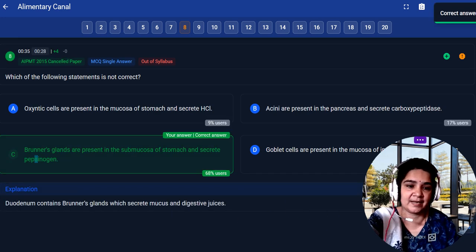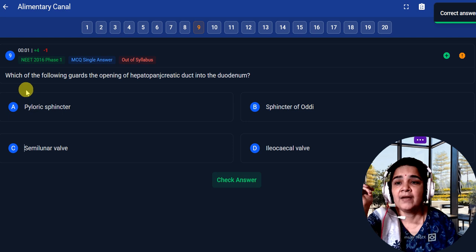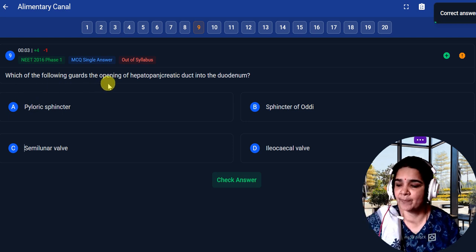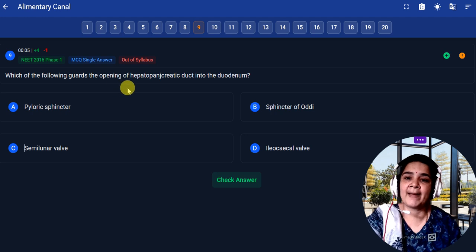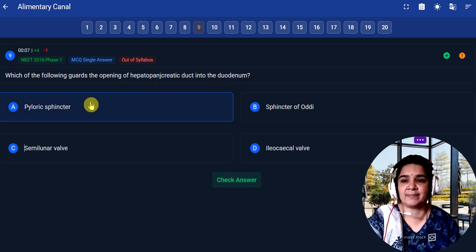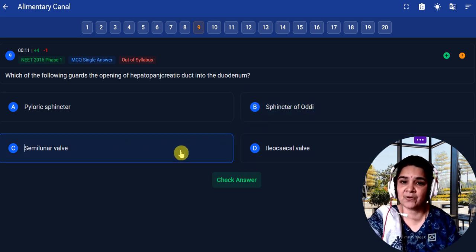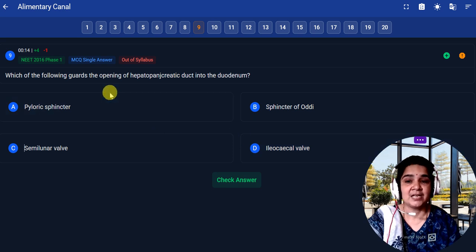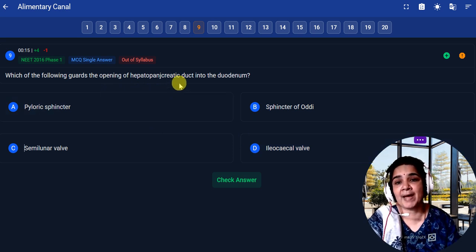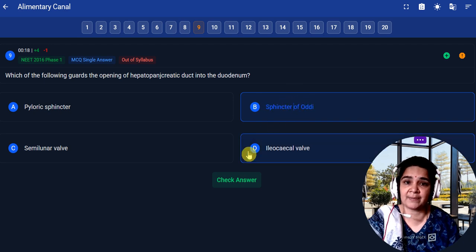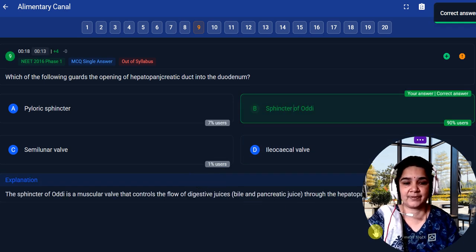Which of the following guards the opening of the hepatopancreatic duct into the duodenum? Pyloric sphincter, sphincter of Oddi, semilunar valve, or ileocecal valve. So you have to remember that the hepatopancreatic duct opens into the duodenum guarded by the sphincter of Oddi.